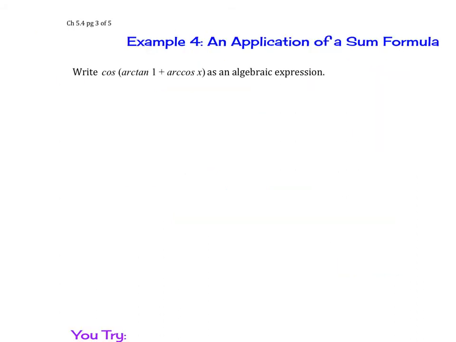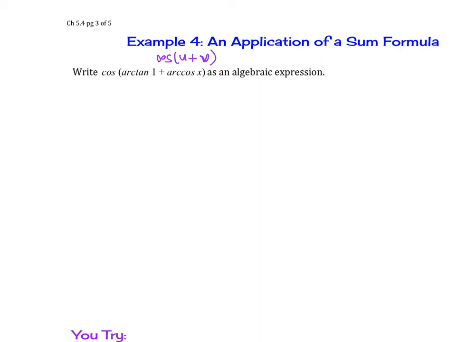Let's do an application of the sum formula. We're going to write cosine of arctangent of 1 plus arccosine of x as an algebraic expression. So when you see cosine and there's no variable here, notice that it's this. So we're looking at cosine of u plus v, and so we have to use a sum formula for that.